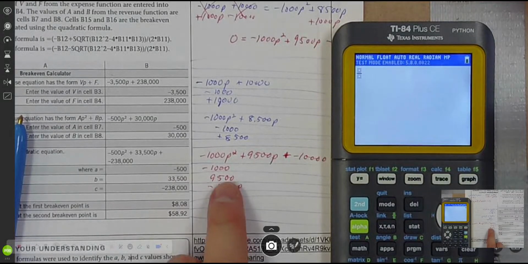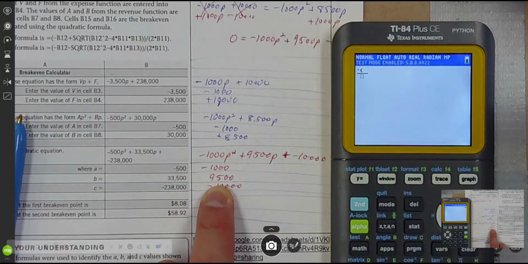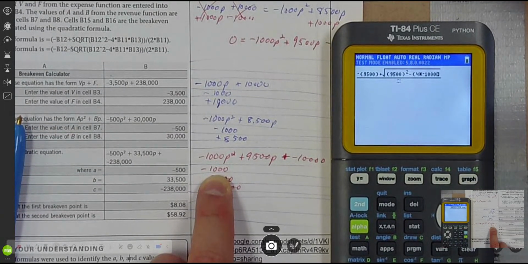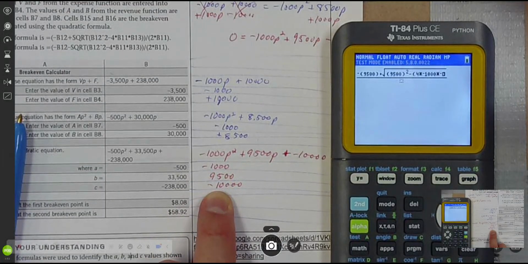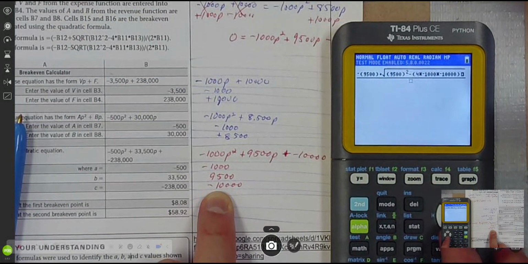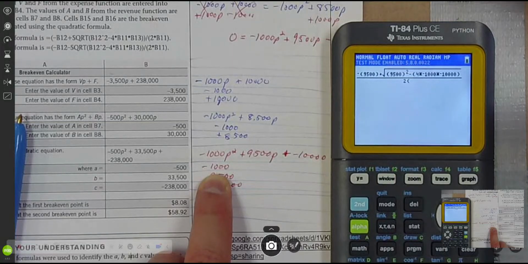All right, negative b, so negative parentheses 9,500, close the parentheses. Let's start with my plus. My square root in there. Let's see, what do I need? I need b squared, right? So it's going to be parentheses b, close parentheses, squared, minus 4ac. 4 times a, which is negative 1,000, times c, which is negative 10,000. Close the parentheses. Looking good. And then divided by 2 times a, negative 1,000. I am not going to press enter here.